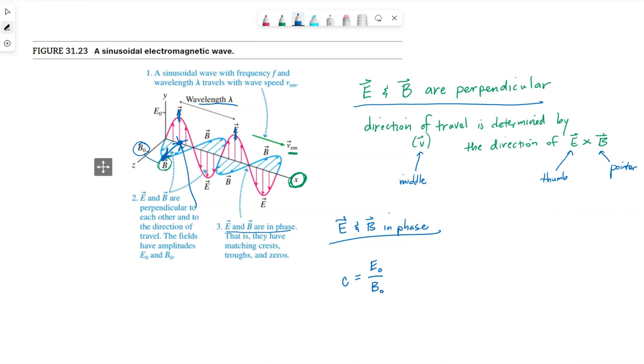Okay, we'll talk about some other characteristics of our waves in the next video, and we'll do some examples with solving problems, that sort of thing.